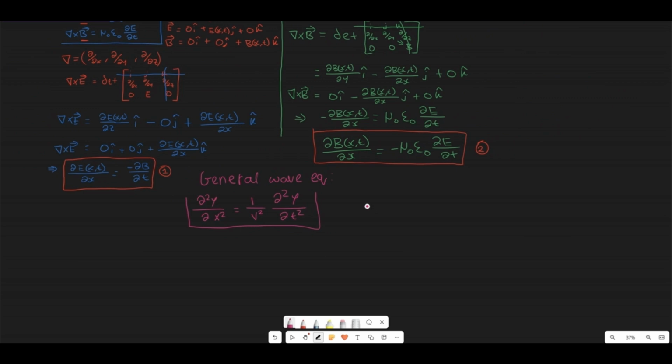So if we could somehow link equation 1 and equation 2 and bring it into the form of this general wave equation, then we could solve for the velocity of the wave that is propagating through space. So let's try to do that.